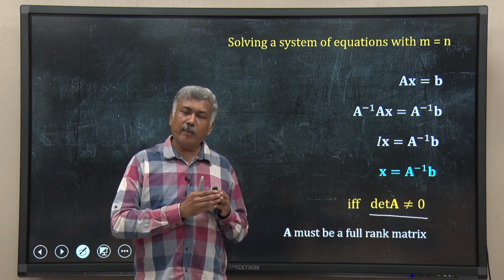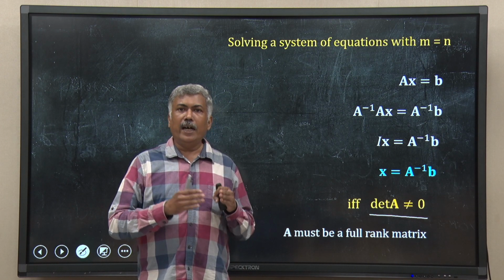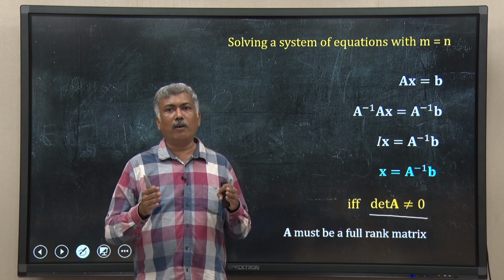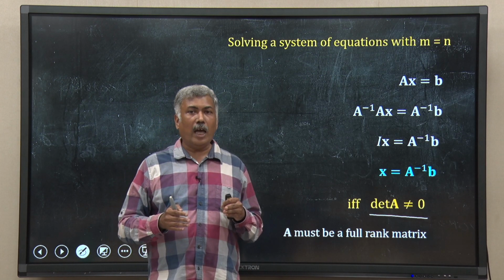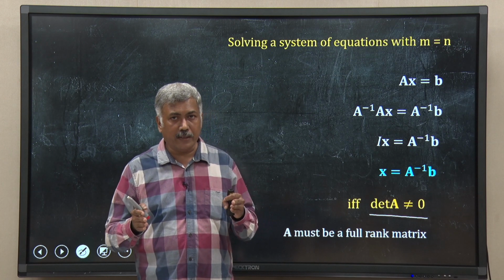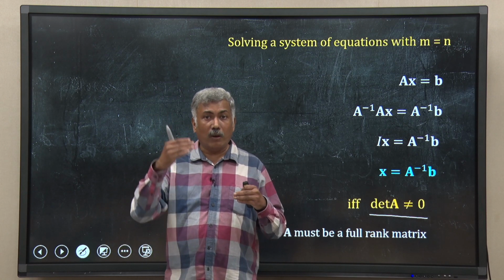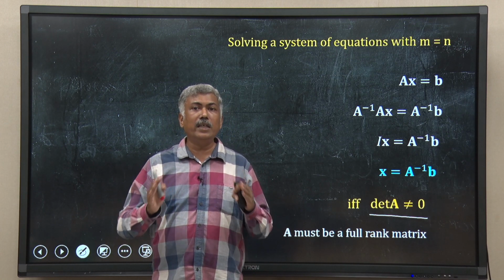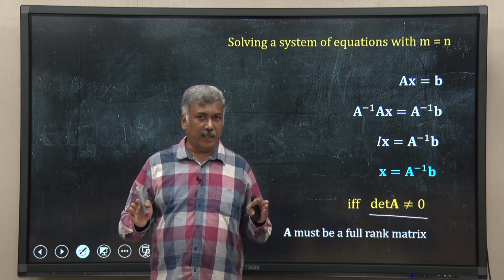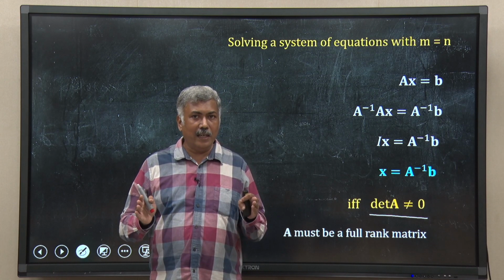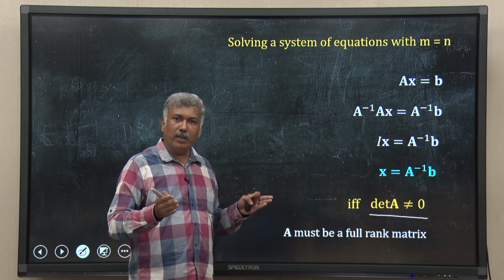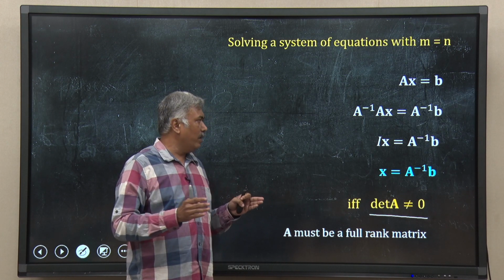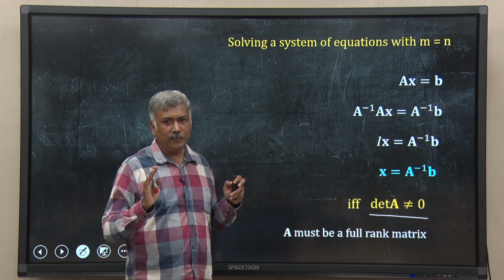Now, think back where I am getting the coefficient matrix from. I am getting the coefficient matrix from the system of linear equations. That means, to have a full rank coefficient matrix, all those equations in my system should be linearly independent to each other. If they are not linearly independent, I cannot do this inversion, determinant will be equal to 0 and I will not be able to get a unique solution.